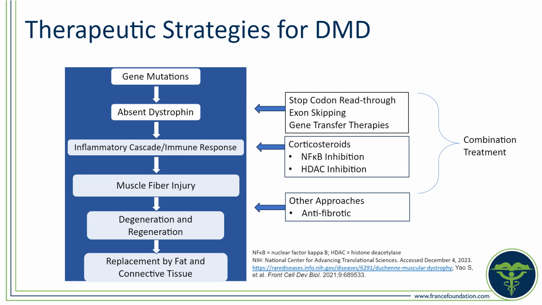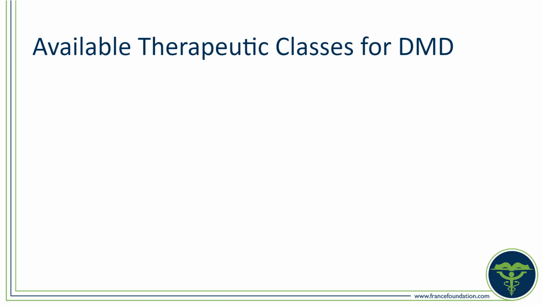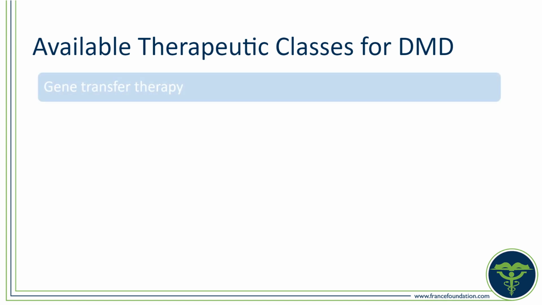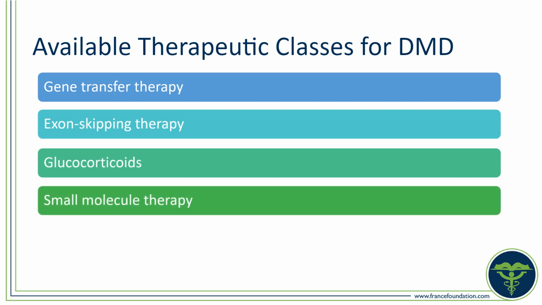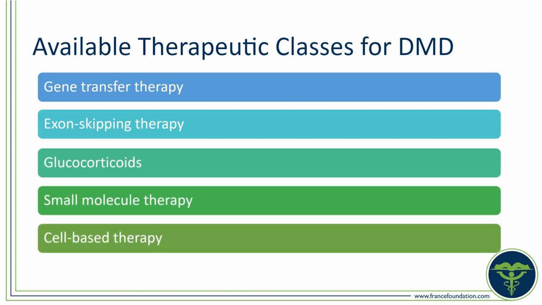And noted to the right, now that we have some basic therapies available, we are starting to consider whether combination therapies should be instituted. So again, this is a summary of the available therapeutic classes for Duchenne muscular dystrophy. Again, reiterating what we've said previously: gene transfer therapy, which will be reviewed, exon skipping therapy, glucocorticoids, small molecule therapy, and cell-based therapies.